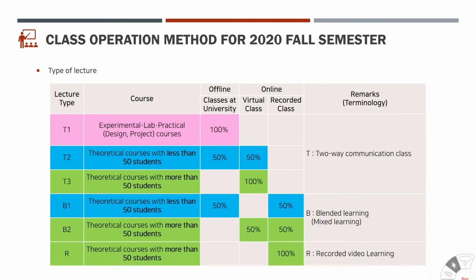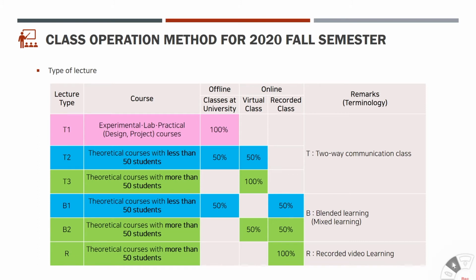Here I'll go into details about the types of lecture. First is the terminology. T means two-way communication class. That means you have communication between the professor and students. B means blended learning, which means 50% is two-way communication and 50% is one-way communication. And R means recorded video learning, which means it's a 100% one-way communication class.